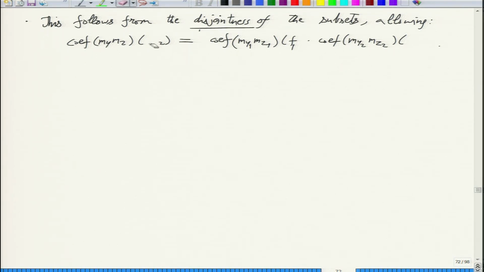So in any polynomial f, multilinear polynomial f, you can factorize it like this. This is correct, and f here will take f1 times f2.